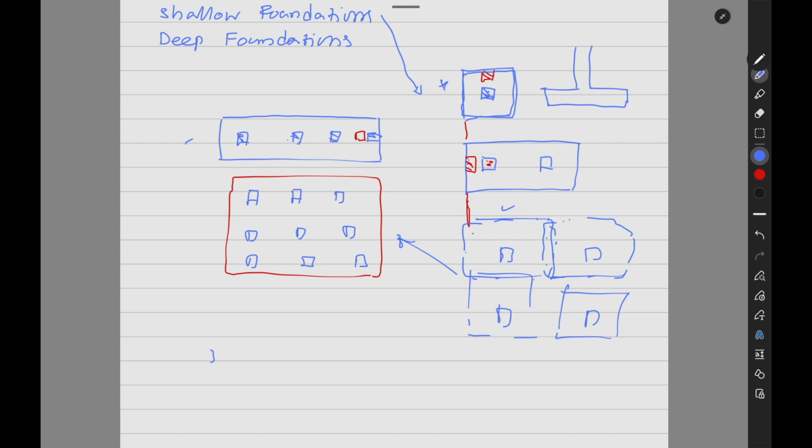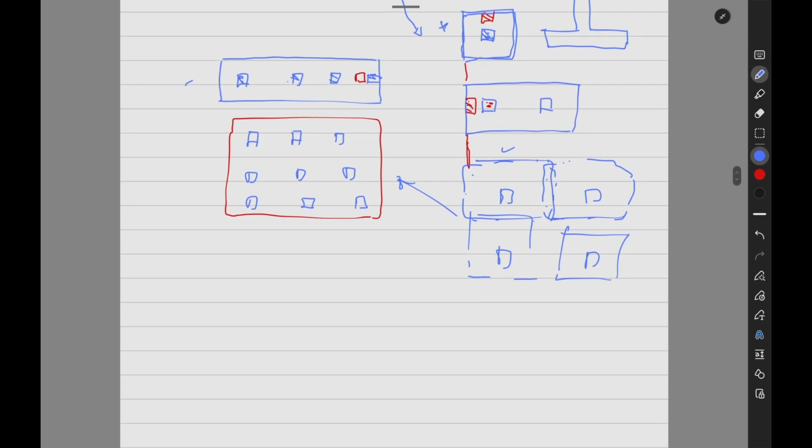The other type of foundation that we are going to discuss today is deep foundations. What are deep foundations? In shallow foundations, the footings are placed at a shallower depth. But when it comes to deep foundations, we put footings at a deeper level. What do you mean by deeper level?